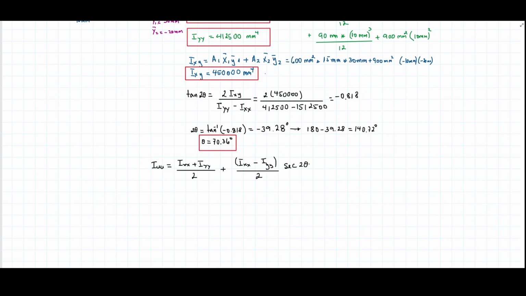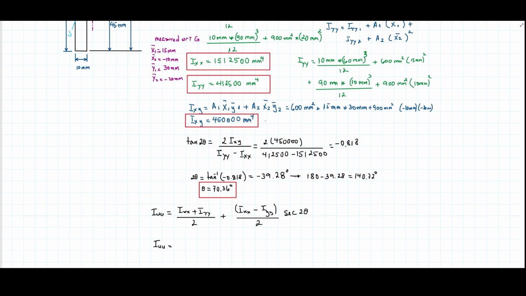So let me write it down here better. I_U equals, let's put the values. Everything is millimeter to the power of 4, so I'm not going to write the units in this case, just the values. 1512500 plus 412500. Again, this is divided by 2, plus the subtraction of these two terms, 1512500 minus now the moment of inertia around the y-axis, 412500, divided by 2 times the secant of the double angle, but the double angle is already here, so the secant of 140.72 degrees.